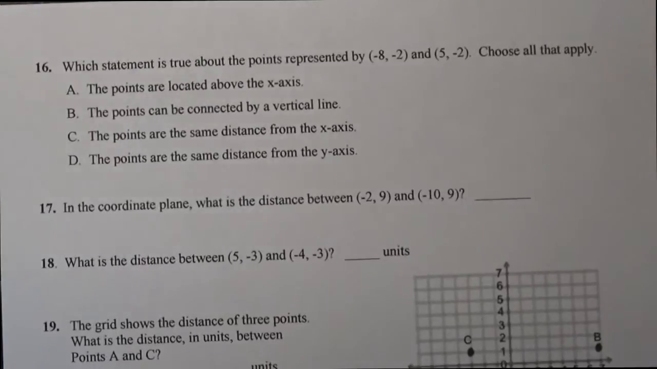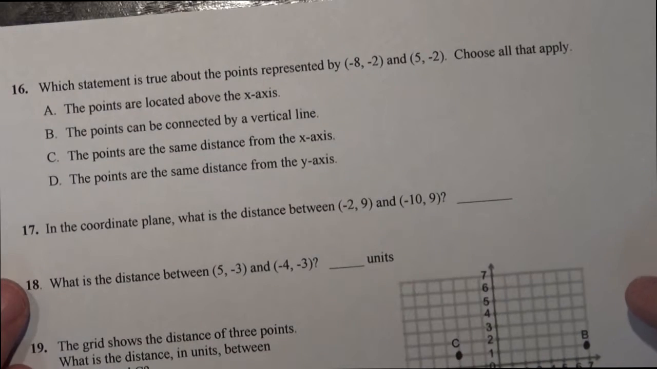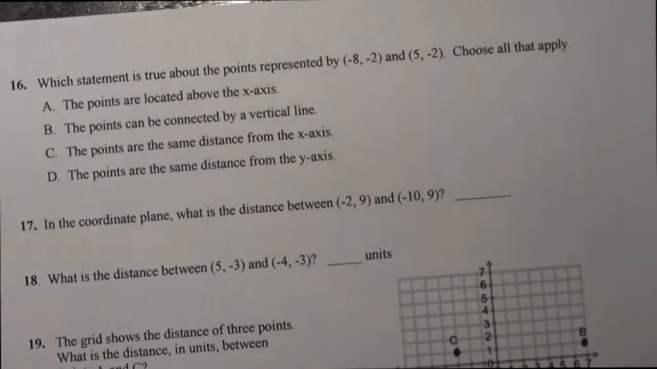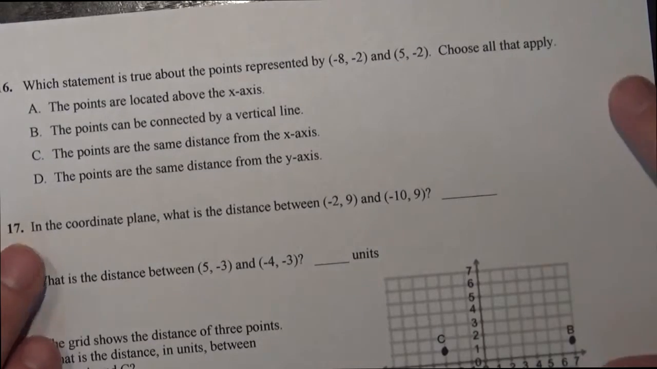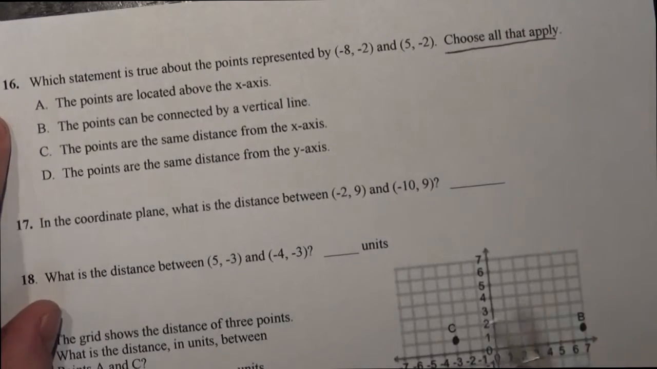We're moving on now to page 3 of our study guide, on to number 16. This again is our study guide for part 1. So we are moving right along. This is good timing. Take a look at 16. It says, which statement is true about the points represented by negative 8, negative 2, and 5, negative 2, and choose all that apply. So I want to look at my options here, and the fact that it says choose all that apply tells me there could be more than one answer.